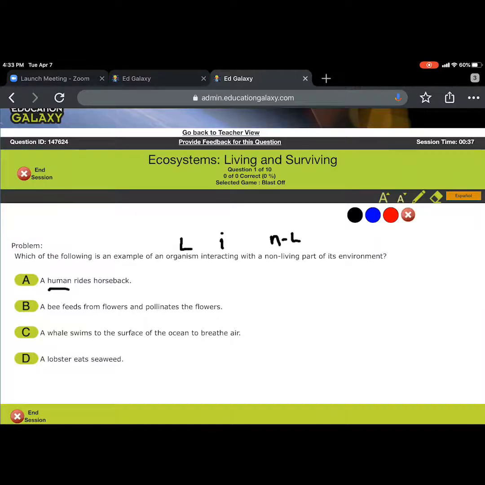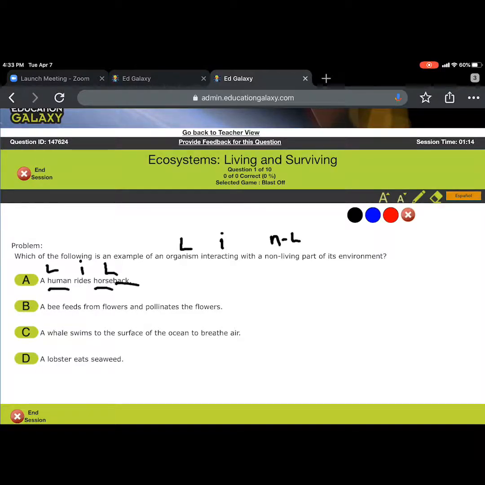Okay, human. What is that? Living or non-living? Rides, interaction, right here. Horseback. Don't worry about the back part. It's just horse, okay? So what you have here is L, I, L. And we're looking for L, I, and L. So I'm pretty sure that A is not the one, because we have a human rides interaction with a horse. Horseback is just a fancy way of saying is riding the horse. Let's go to the B.